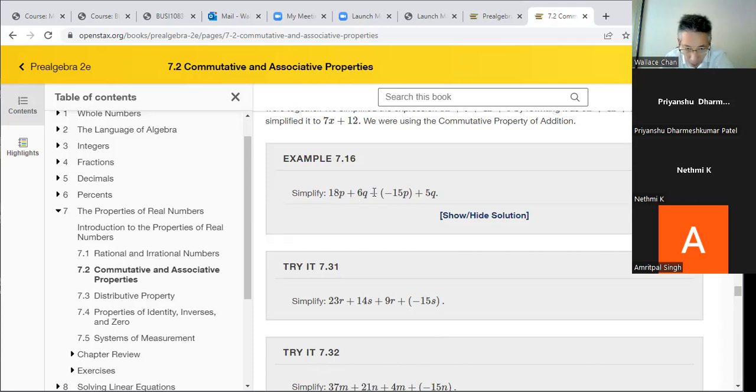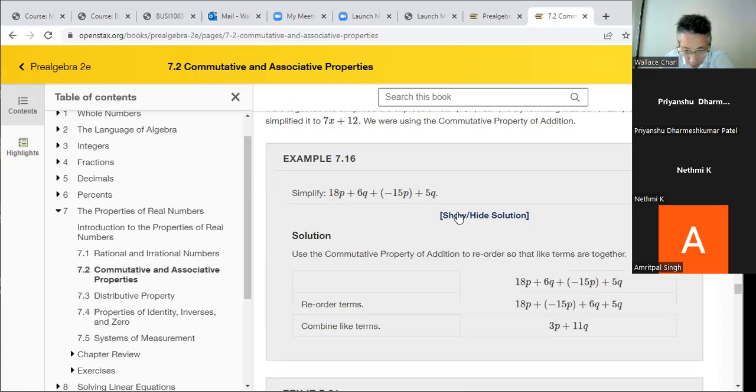This one, you've got to be very careful because now we have two variables, P and Q. You can only do the addition and the subtraction of the like terms. So 18P, and what is the other like term? Minus 15P. So what is 18P minus 15P? 3P. How about 6Q? What is the like term? 6Q plus 5Q, which is 11Q. So the answer is 3P plus 11Q.